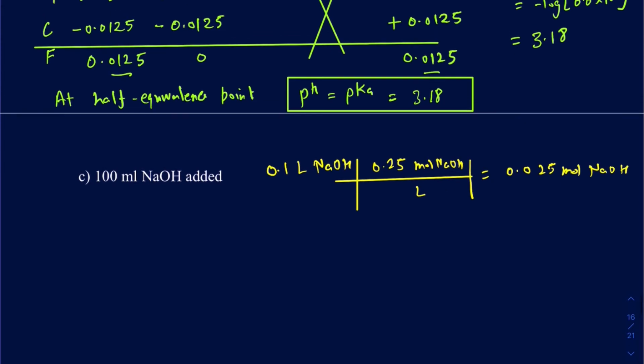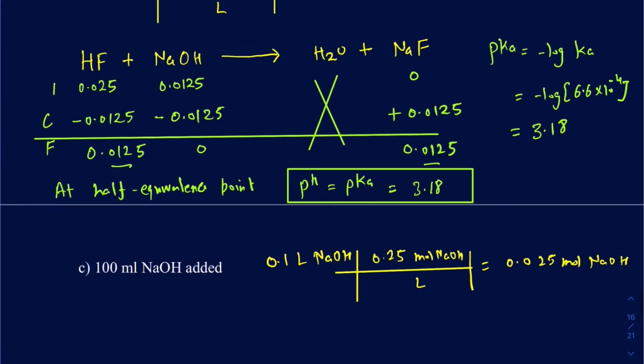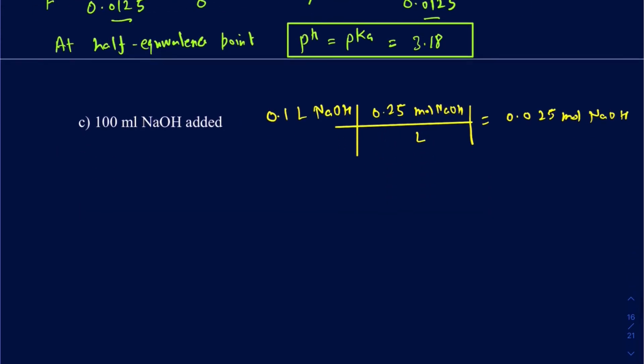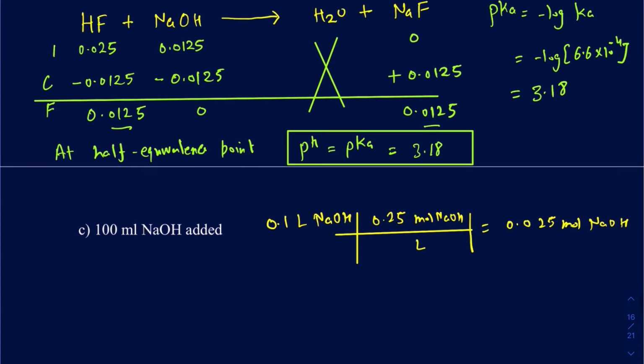And then you can go ahead and make the ICE table if you want, but remember, you also want to be able to figure out how many moles you have neutralized without doing the ICF table. You can clearly see that you have 0.025 moles of HF in the beginning, and now you're adding 0.025 moles of NaOH.